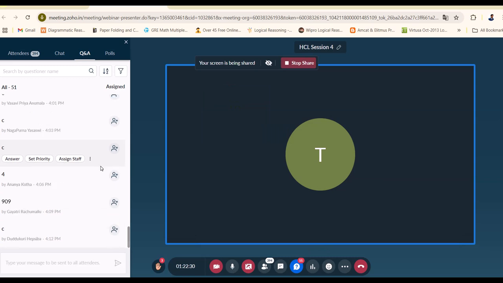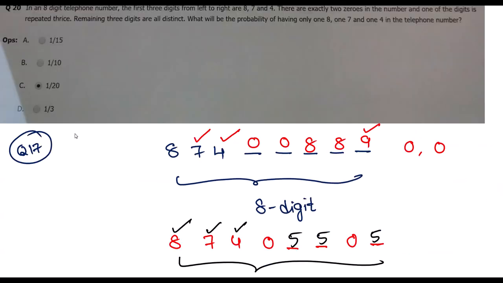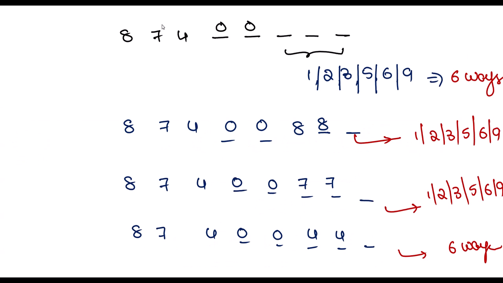Anyone texting? I'm just checking. So if that is 6, 6 divided by 30. Is there any other case? Now, what will be the probability? It should have only 181714. If you want only 181714, all this should be filled with ones, all this with twos, threes, fives, sixes, and nines.